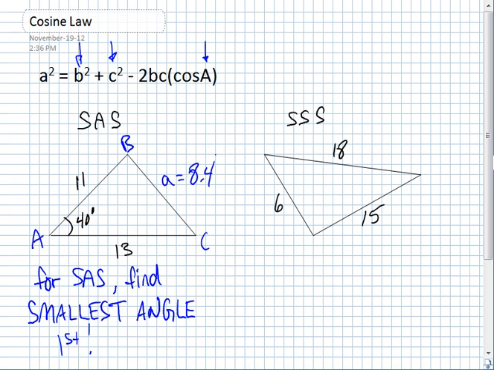So again, for side angle side, you're going to find the smallest angle first. In this case, it's going to be angle C. And how do I know it's the smallest angle? Because angle B is across from 13, and 13 is bigger than 11, which means angle B is bigger than angle C. So I'm going to use sine law to find angle C: sine 40 over 8.4 equals sine C over 11. I'm not going to do that for you, but you can imagine that's how it would work out.